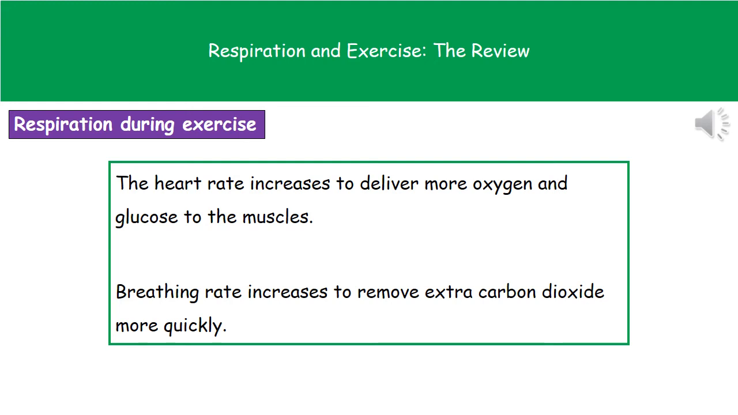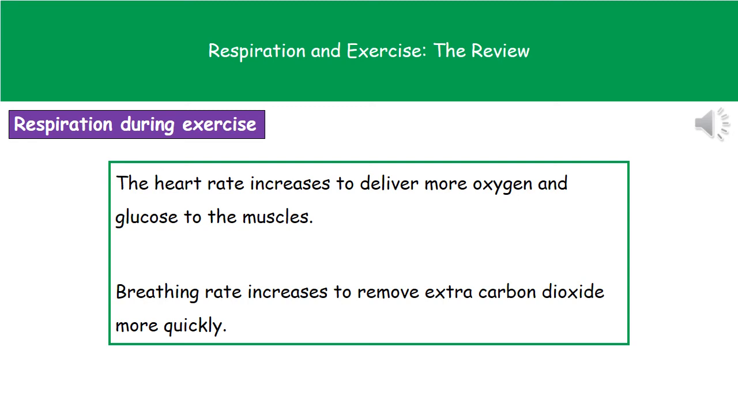So first of all, we see our heart rate has to increase, and that's because we need the heart to pump faster in order to then circulate a greater amount of blood around the body in that given time period, because in our blood, remember, we're carrying the oxygen and the glucose. So the faster the heart beats, the more oxygen and glucose we can get to our muscles.